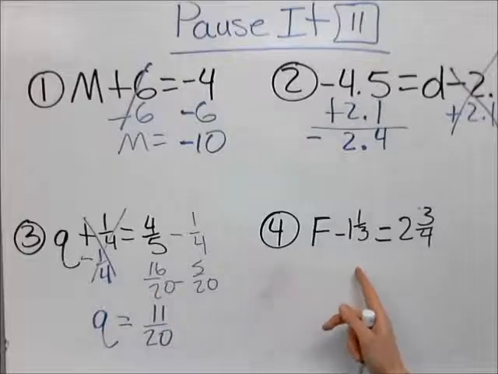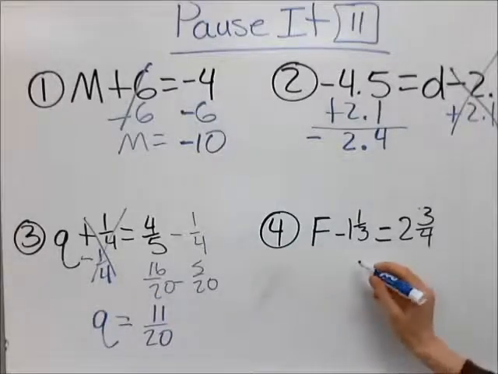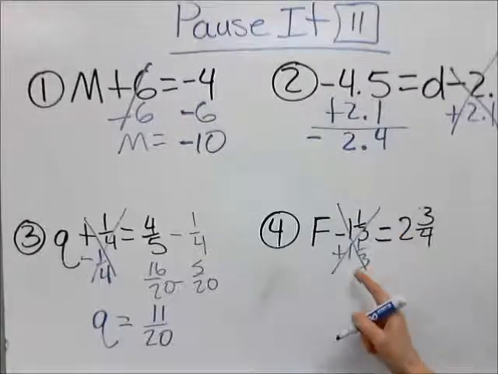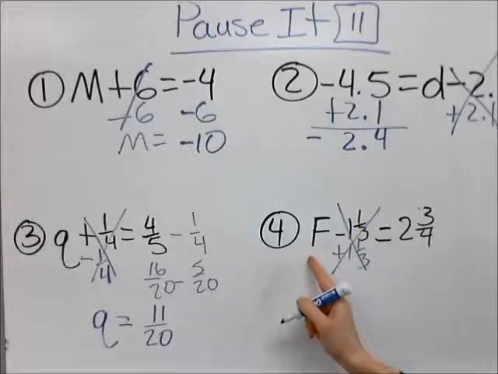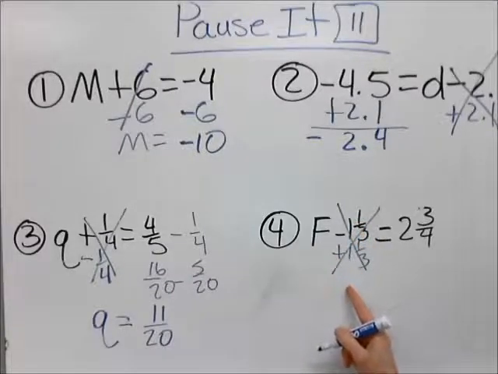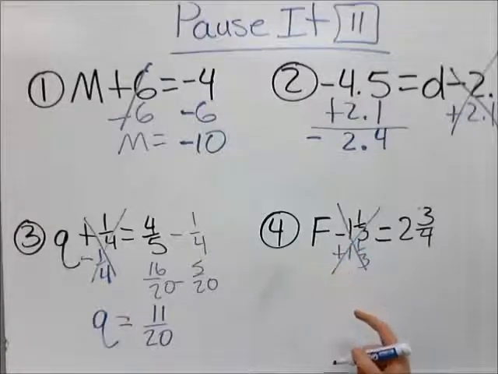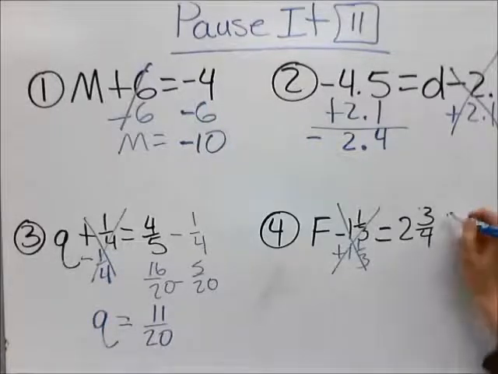Let's go to the last one. F minus 1 1/3 equals 2 3/4. So we add 1 1/3 to this side to cancel out the -1 1/3. We want to get f alone, and so we use inverse operations, the opposite of what is here. This is subtraction, so we use addition. All right, additive inverse property. Now I'm going to go over here and do the same thing to the right side of my seesaw. So I'm adding 1 1/3.